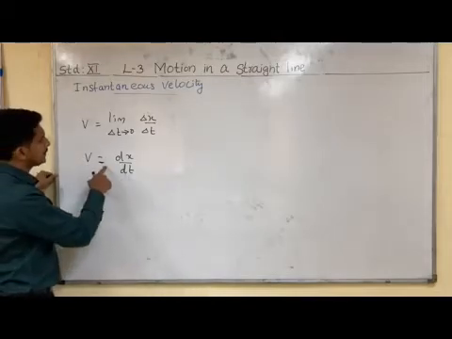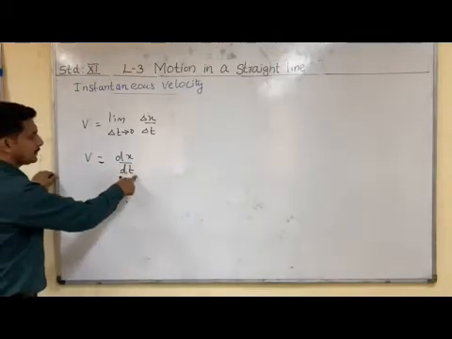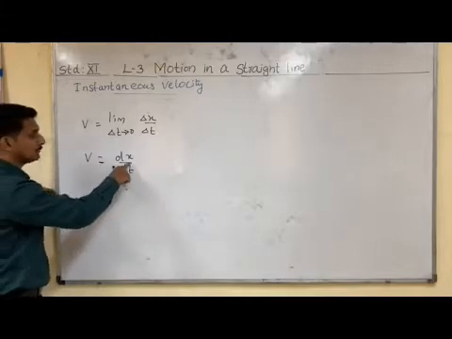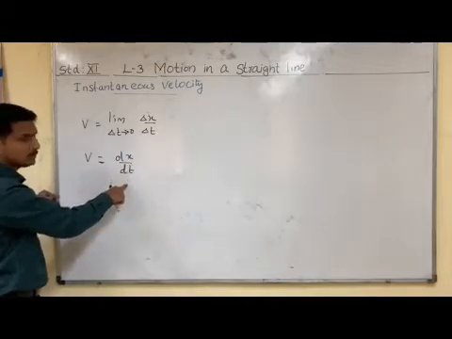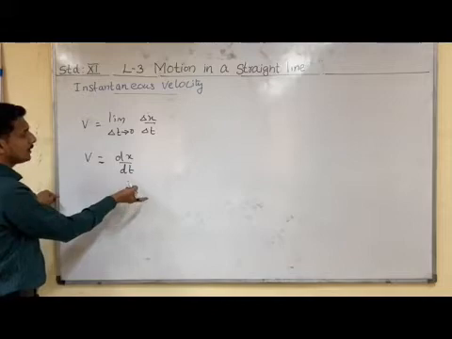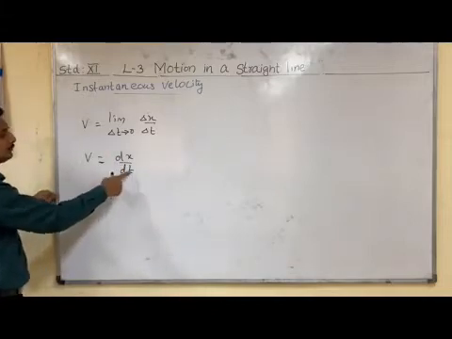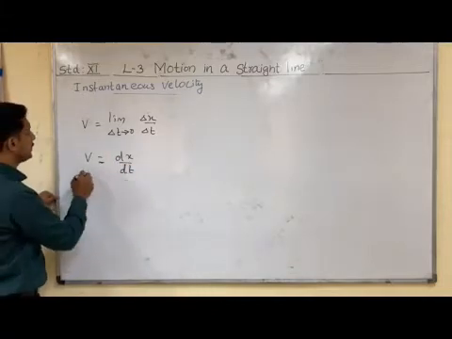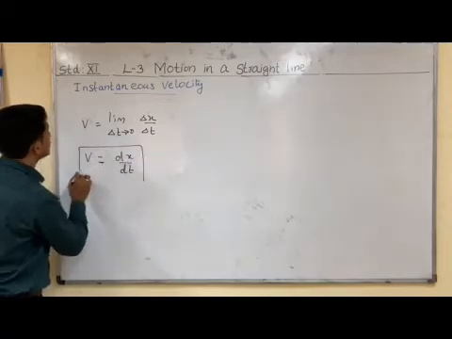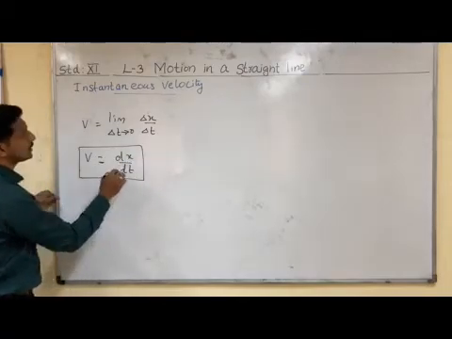That means this is represented as dx by dt, the differential of x with respect to time, or we can say the rate of change of displacement with respect to time. So this is the way we can consider the case of instantaneous velocity.